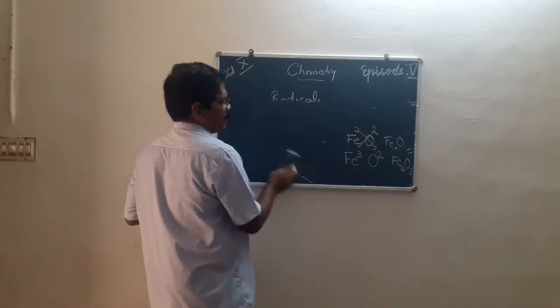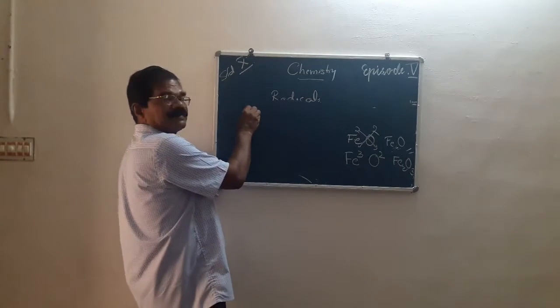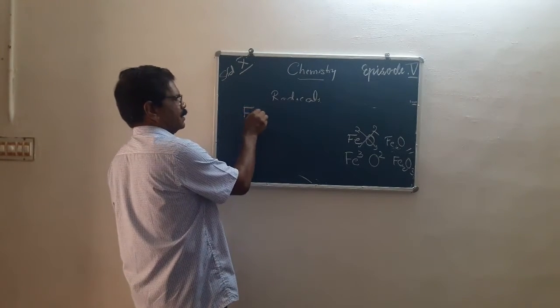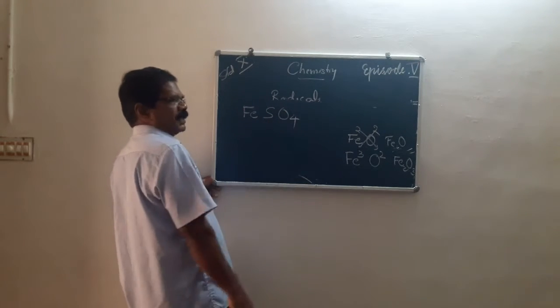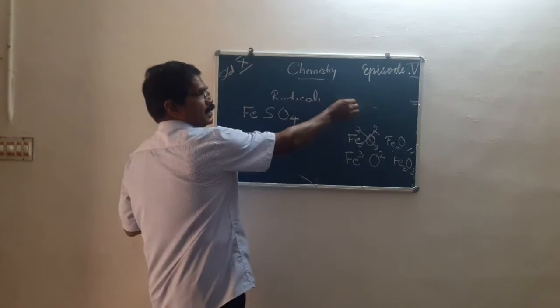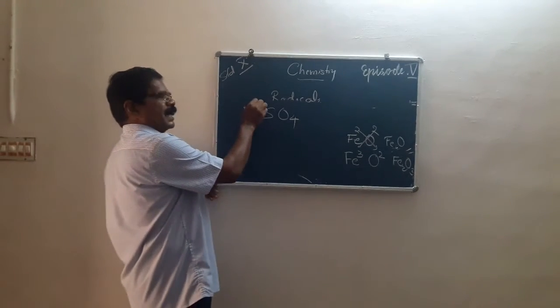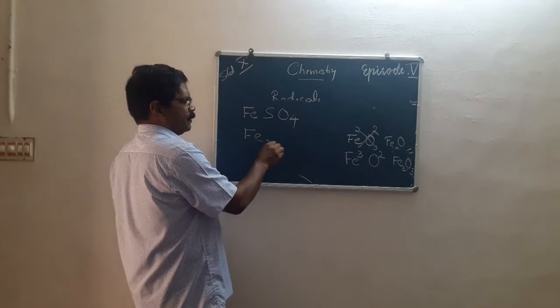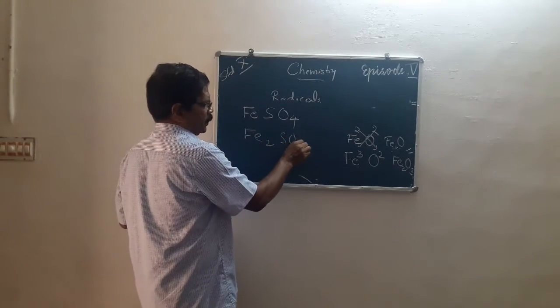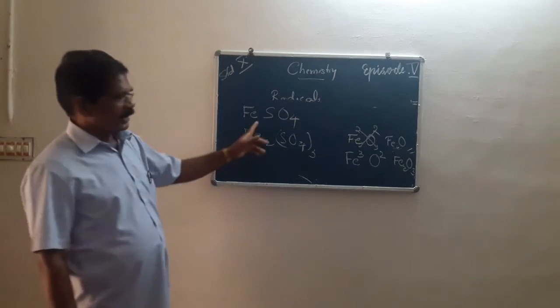For example, ferrous sulfate, FeSO4. Why? The valency of sulfate is 2, and in ferrous compounds the valency of iron is 2. But in the case of ferric sulfate, Fe2(SO4)3. But how does it come?